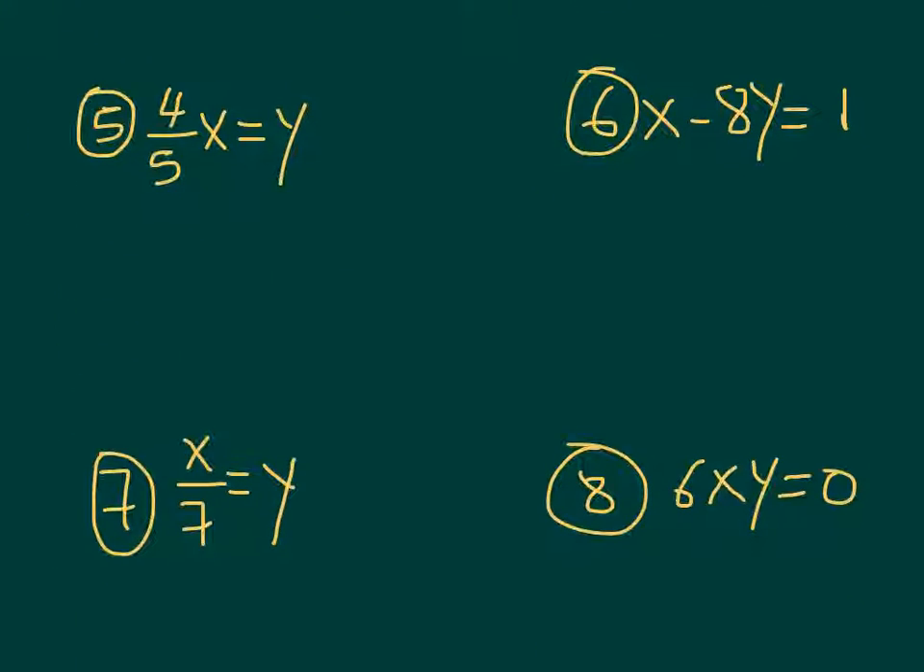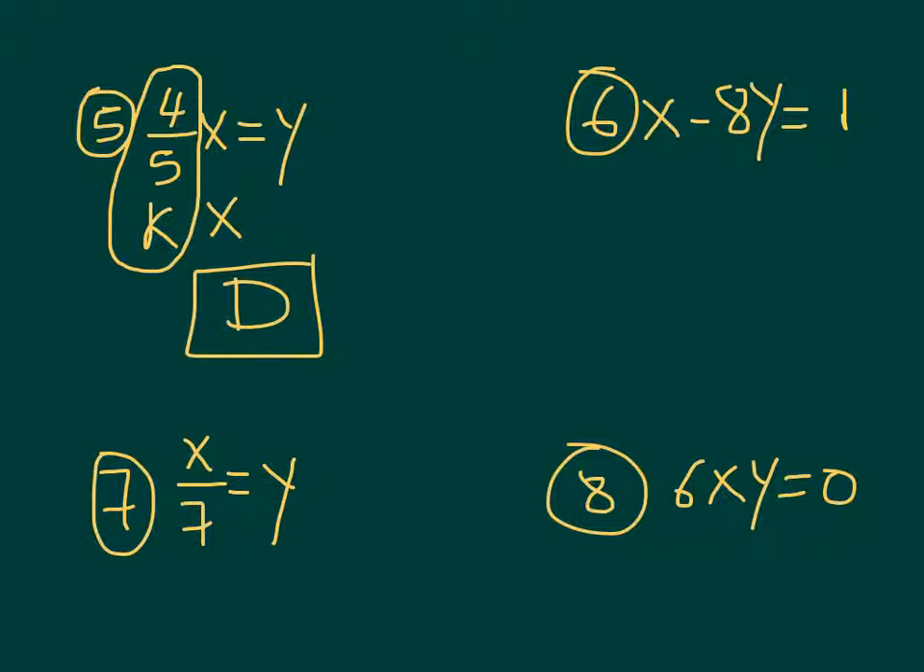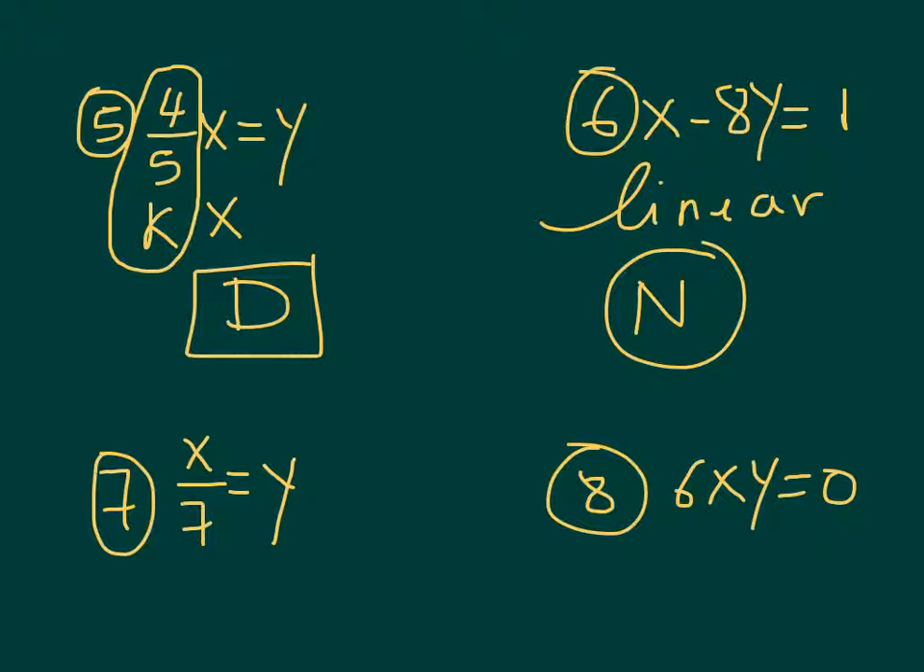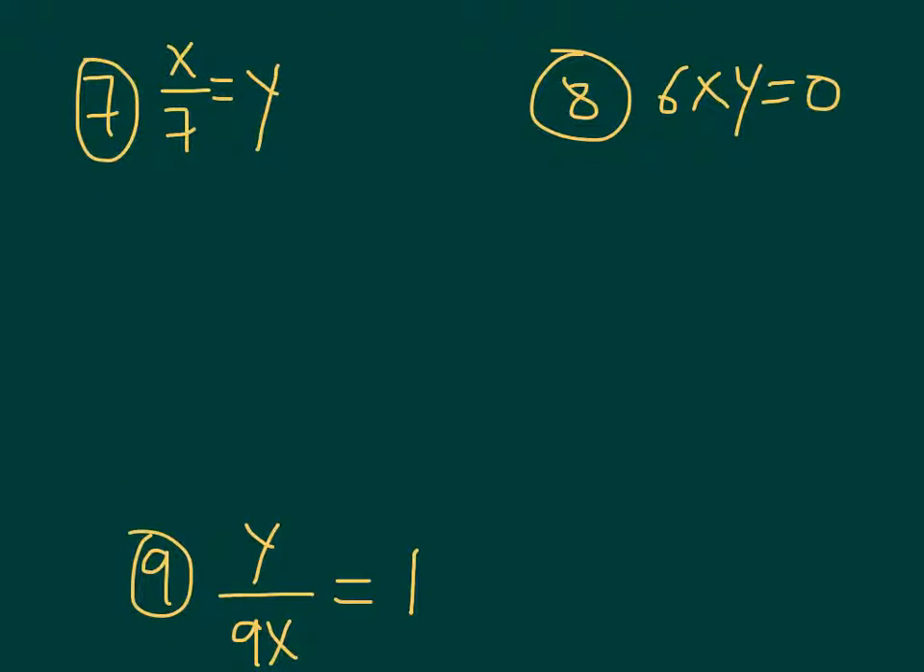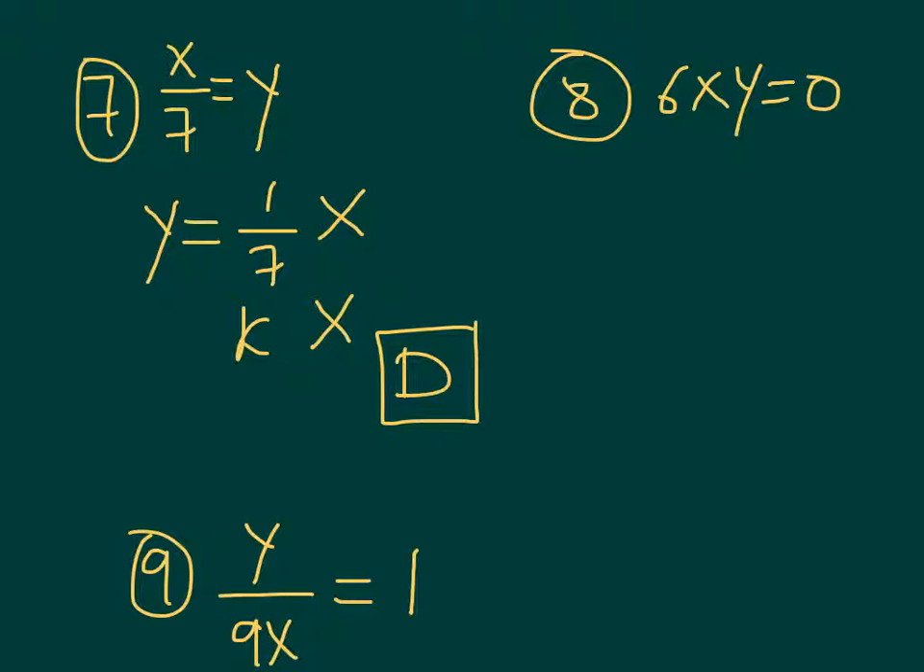For number 5, we have the form k times x. K is the constant of variation. K is 4/5. That's direct. Number 6 is again an equation of a line. This is linear, neither. For number 7, if you want to rewrite it, it is in the form 1 over 7 times x, which is k times x, and this would be direct variation.